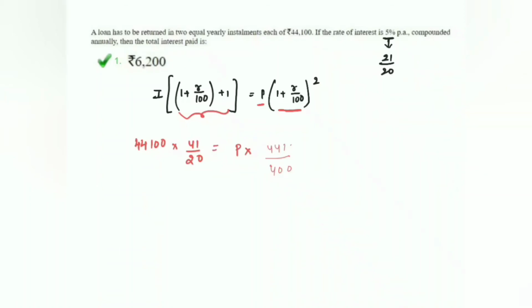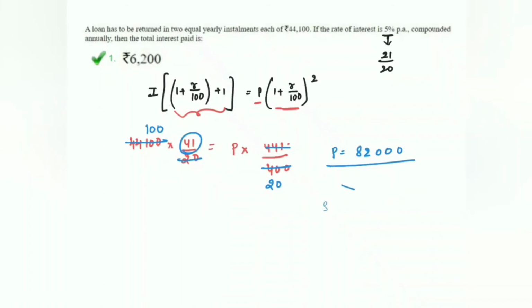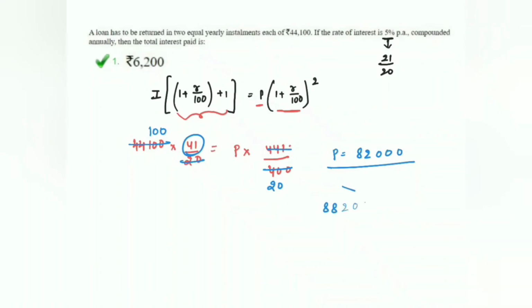441, 20 ones are 20, 20s are. Therefore principal is equal to 41 into 2, 82, 3 zeros. The principal is 82,000, but for 2 installments you are paying 44,100, 44,100, that is 88,200. Out of it you need to take out the principal. It will be 6,200 rupees.